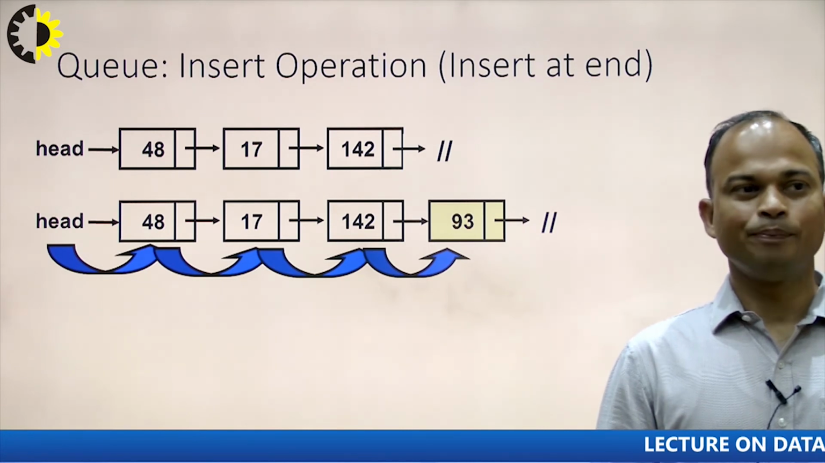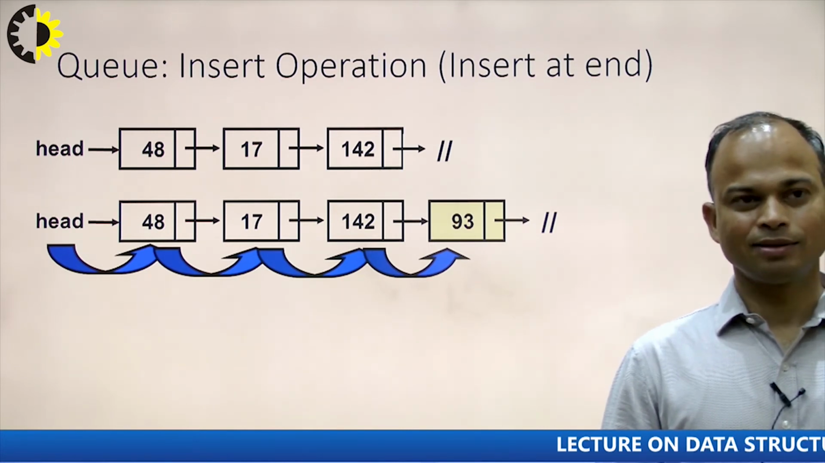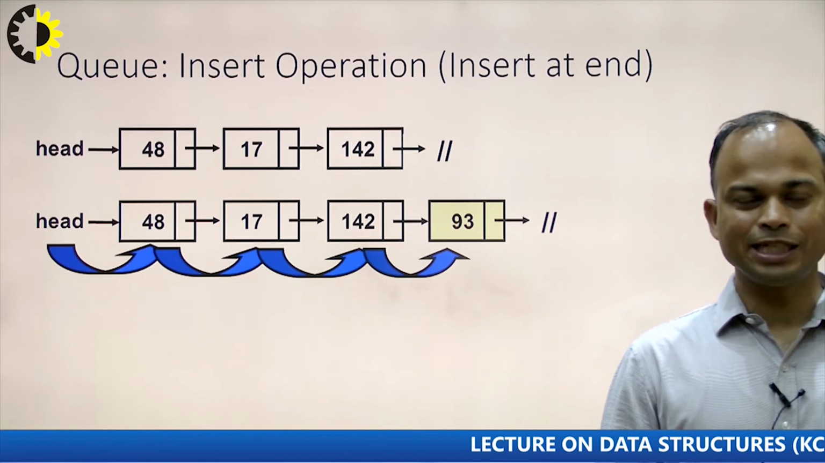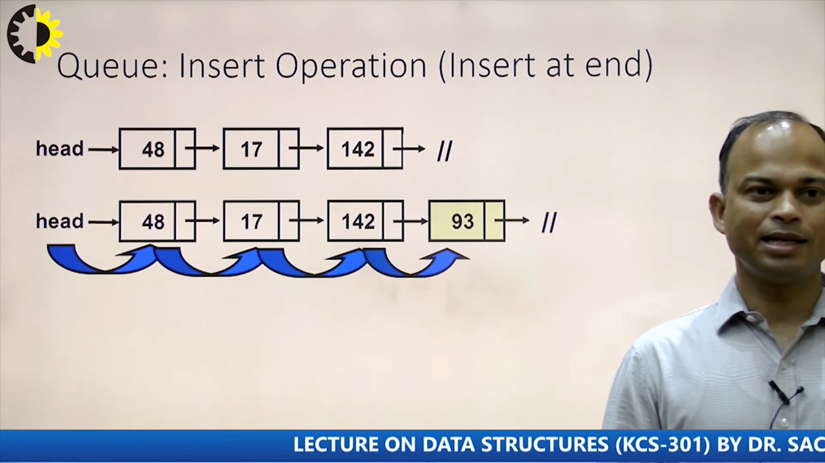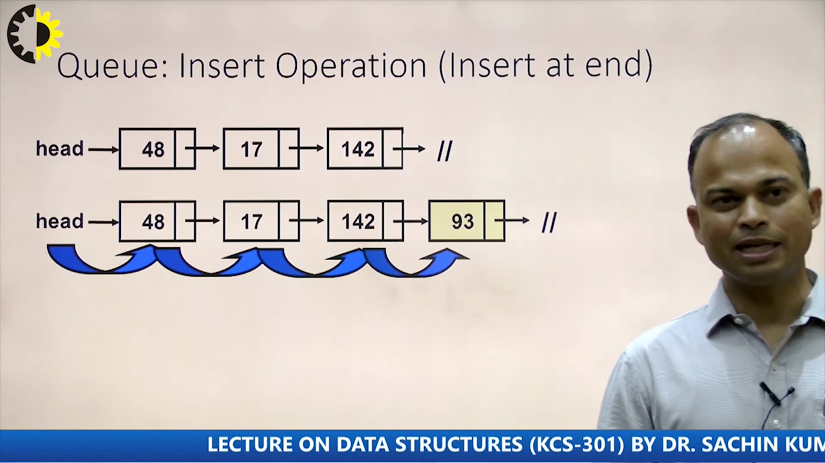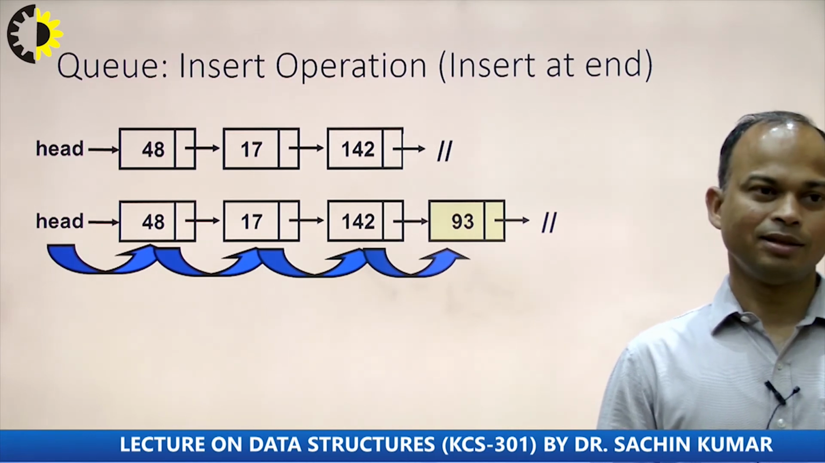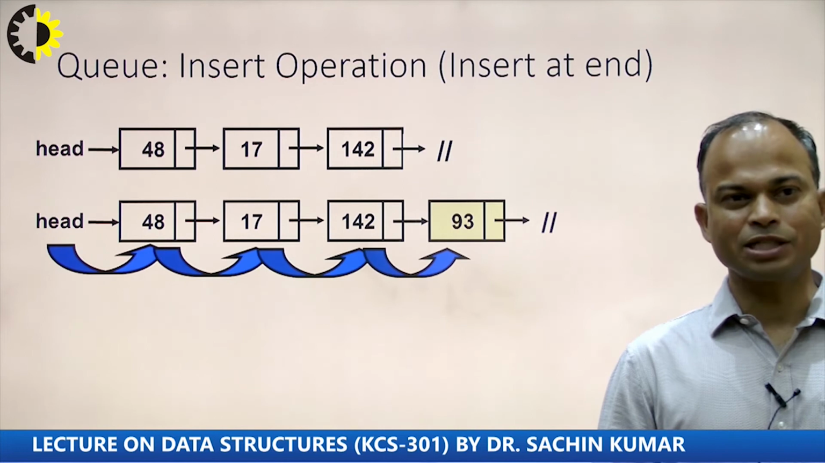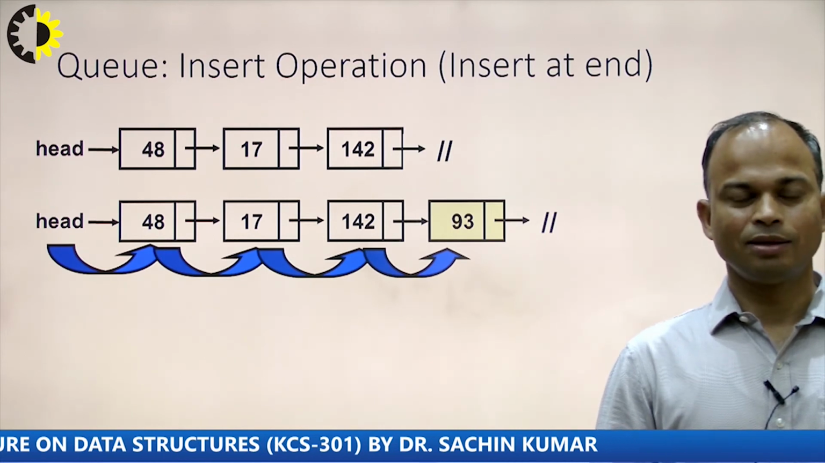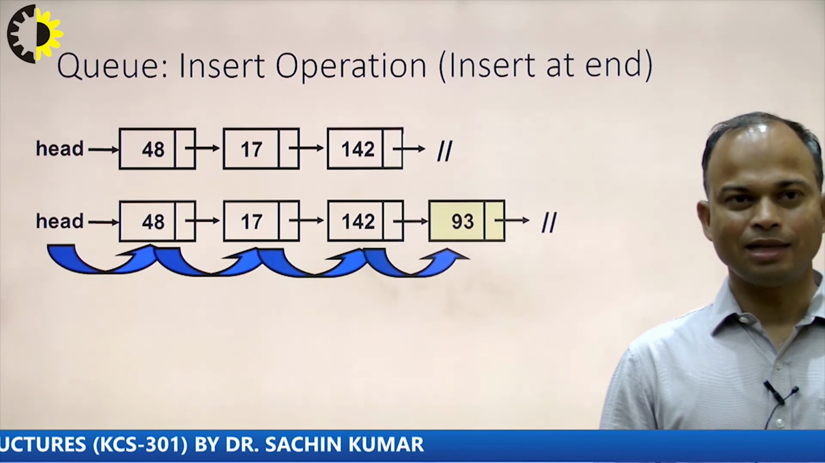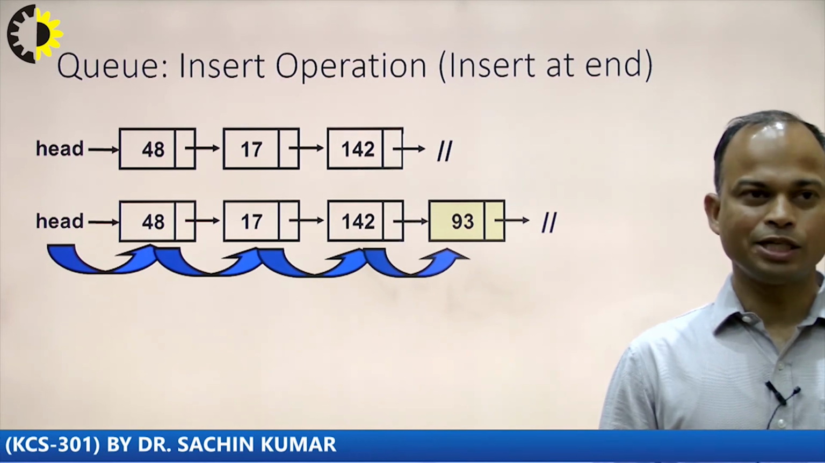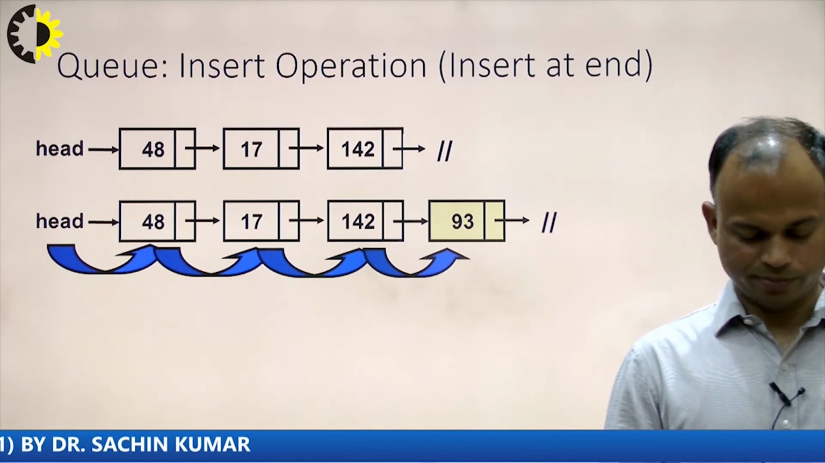Say initially we have inserted here 48, then we have inserted here 17, then we have inserted here 142, then we have inserted here 93. So, insert at end, because head always points to the first node. In this way we can implement the concept of insert at end. This is equivalent to the insert operation of the queue.